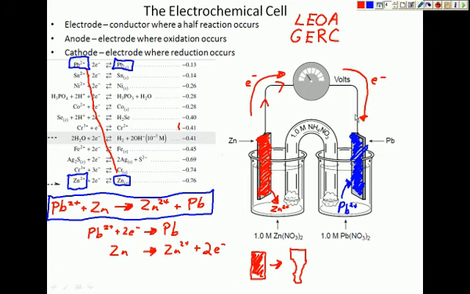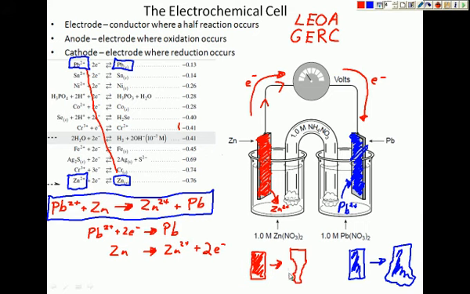Now this electrode is gaining electrons, and Pb that is in solution is turning into Pb solid, so this one is going from something like this, and what it's doing is that it's turning into and getting bigger. It's gaining mass.